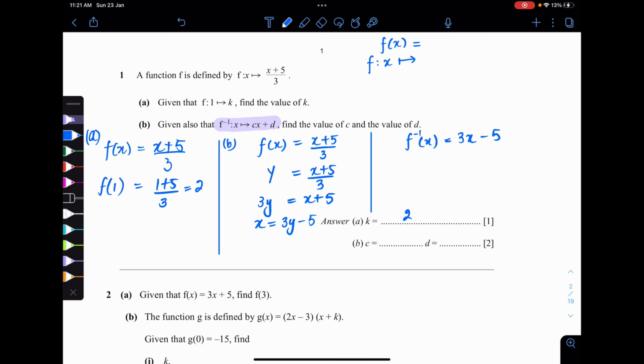Now, this is the inverse that we have found, and the question told us that f inverse of x would be equal to cx plus d. If you compare these two equations, you can easily find the values of c and d. We can clearly see from here that c is 3 and d is negative 5.